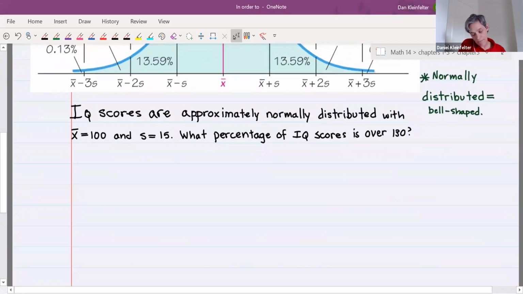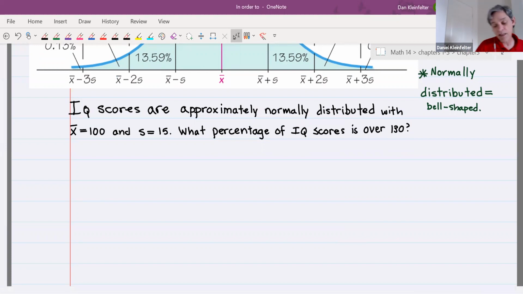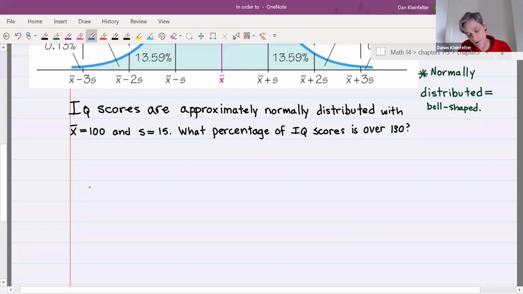Let's try some examples. Suppose that it is known that IQ scores are approximately normally distributed with a mean of 100 and a standard deviation of 15. Let's say we'd like to know what percentage of IQ scores is over 130. So let's say you took an IQ test, it came back 130, and so you want to know, okay, how special am I? What percentage of IQ scores is over 130?